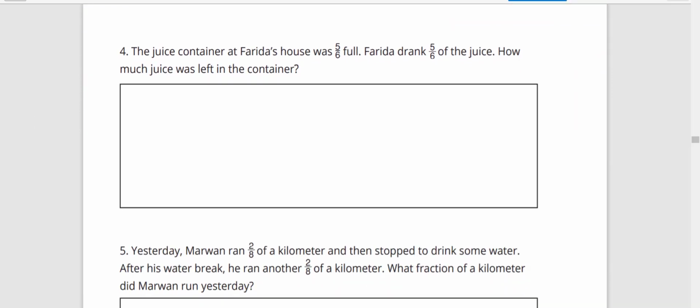Number 4, the juice container at Farida's house was 5 sixths full. Farida drank 5 sixths of the juice. How much juice was left in the container? First, draw two bottles of drink the same size and divide each into 6 equal parts.